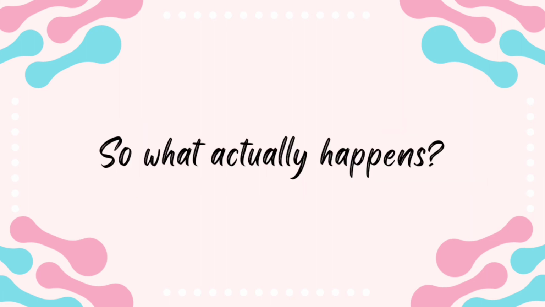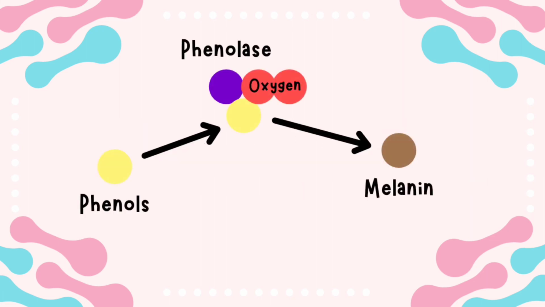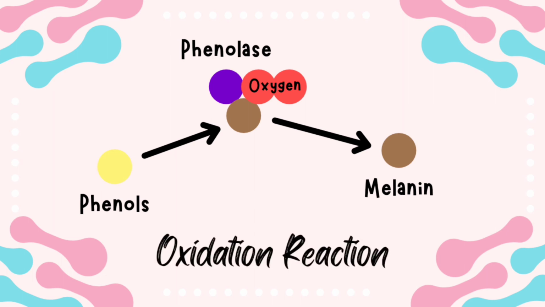So what actually happens? Inside the cells there are phenols and phenolase. When the cell is damaged and oxygen can get inside, it allows the phenolase to change the phenol into a molecule of melanin. So when we cut an apple, we see phenols being turned into melanin, and this can only happen when the cell is damaged and phenolase comes in contact with oxygen. So this is an example of an oxidation reaction.